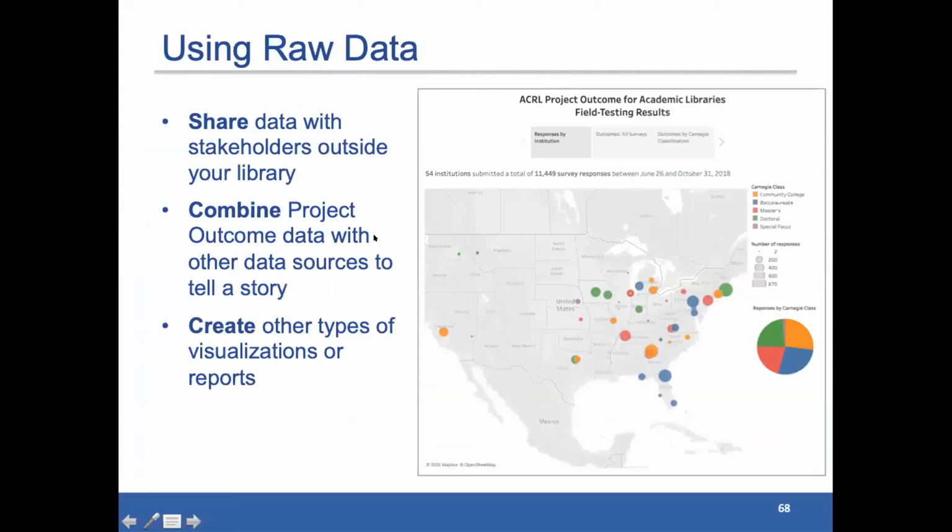So this can be really useful to do more with your Project Outcome data, to share data with stakeholders outside the library, to combine it with other types of data to tell a story about your library's value, its impact, or to create other types of visualizations or reports. So the example on the screen there is just what we did with the field testing data from Project Outcome as we were creating the toolkit and testing out the surveys.